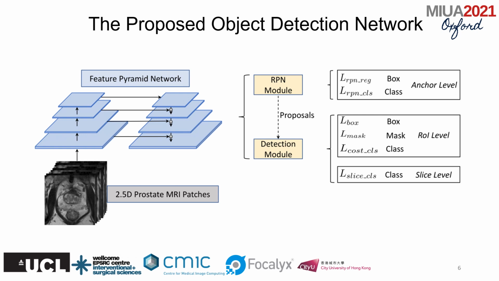The network utilizes a feature pyramid network backbone on top of a ResNet architecture to generate multi-scale features. The extracted features are shared by the following two modules: a region proposal network module that generates candidate object bounding boxes, and a detection module that performs the bounding box regression, classification, and region of interest mask prediction of the candidate boxes. Note that a slice-level classification branch has been incorporated in the proposed network.